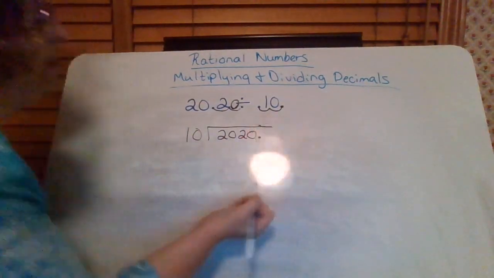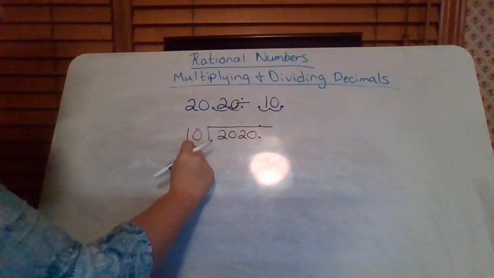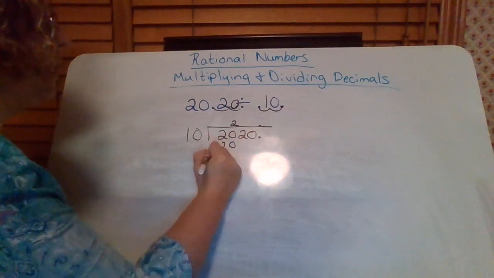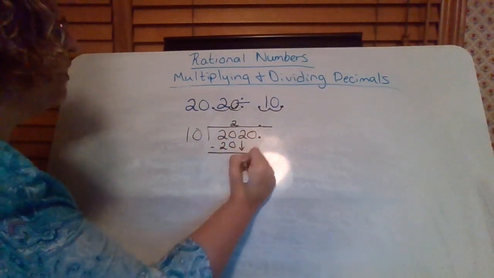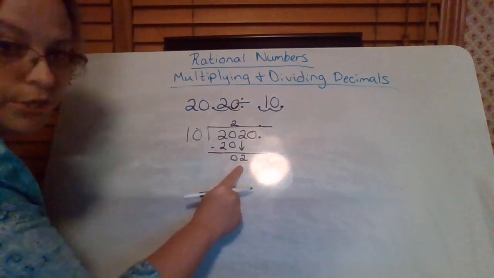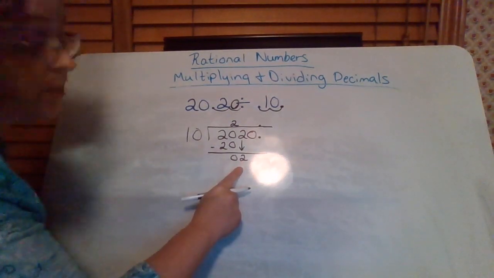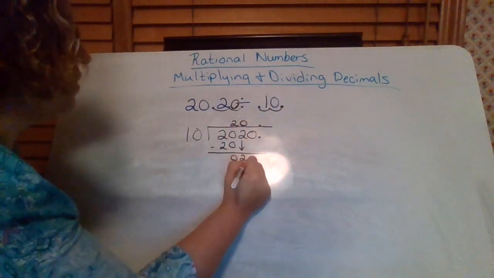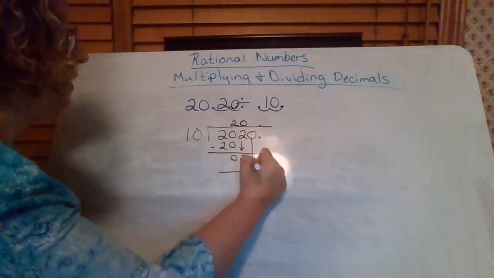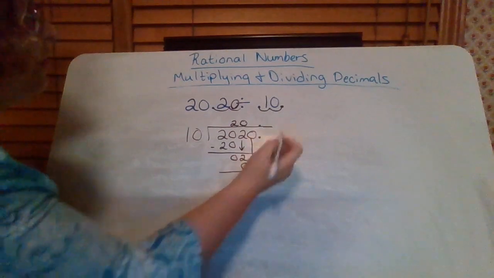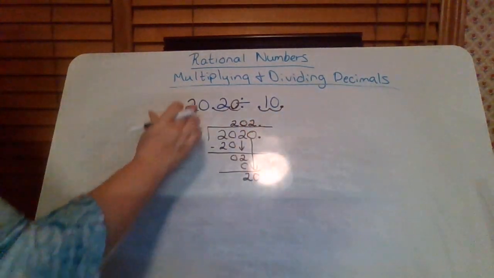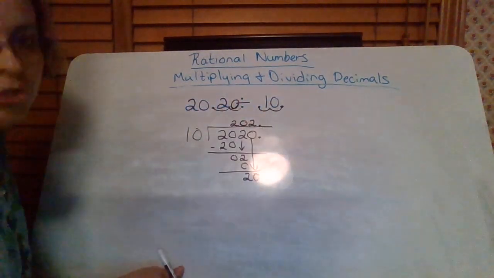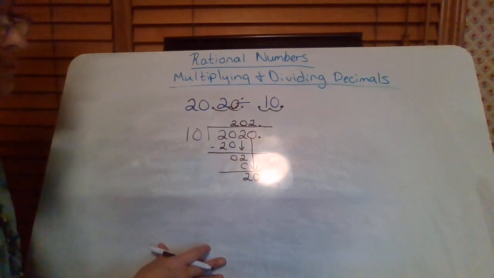All right, bring your decimal straight up. How many times does 10 go into 20? Twice. We're going to subtract 20. Gives me a 0. Bring down a 2. How many times does 10 go into 2? Last time I checked, 10 didn't go into 2 because 10 is bigger than 2. So you have to put that 0 there. Okay, so 0, have a 2, bring down a 0. Now, how many times does 10 go into 20? 2. So 20.2 divided by 0.10 is 202. And that's your answer. Okay?